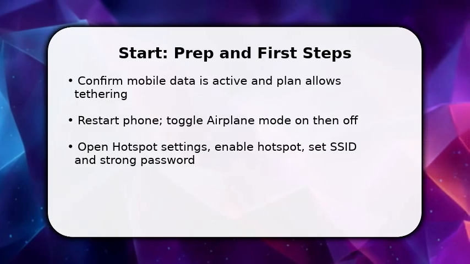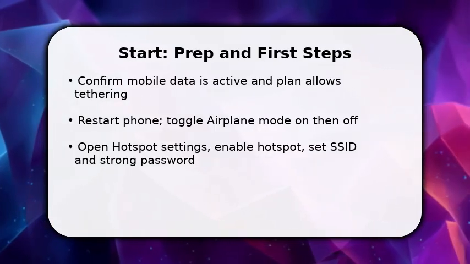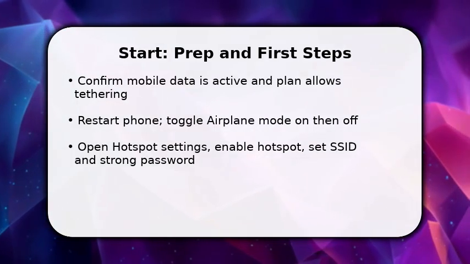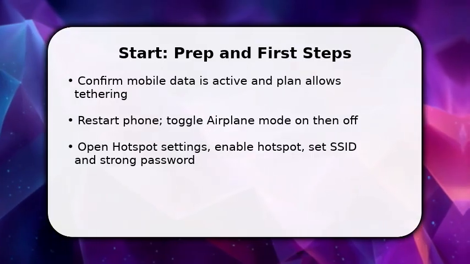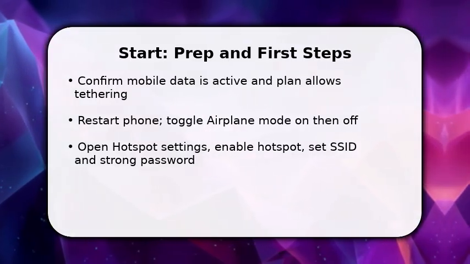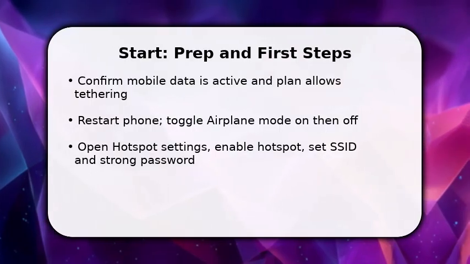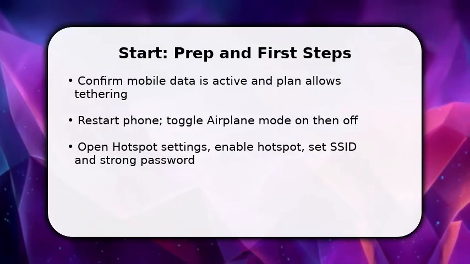You'll begin by confirming your plan and mobile data are active because carriers often block tethering on restricted plans. Once done, restart the phone to clear transient network glitches, then toggle airplane mode to quickly reset radios.